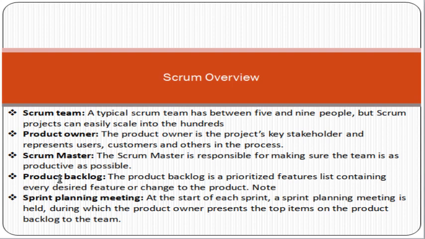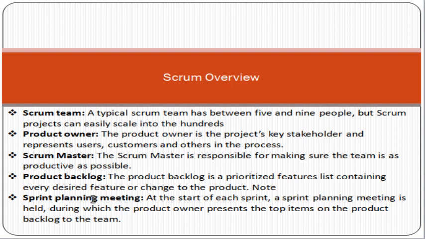Product backlog is basically a document which has the complete requirements of the product. Just think of this as a scope document. It is a document which contains all the requirements which are necessary to implement the project. Then the sprint planning meeting.